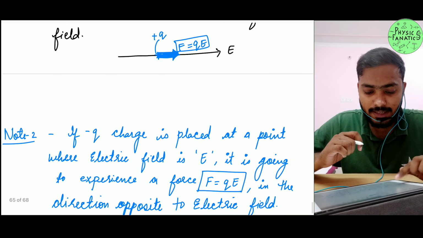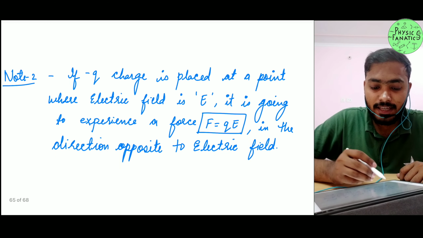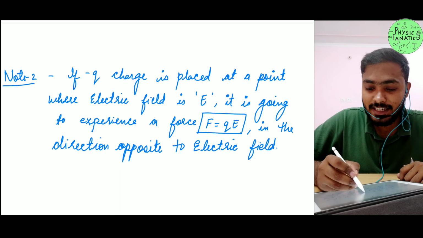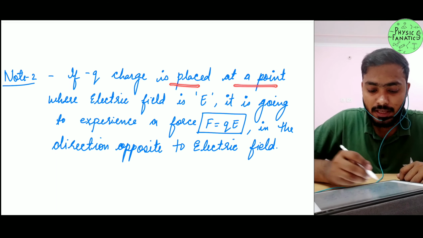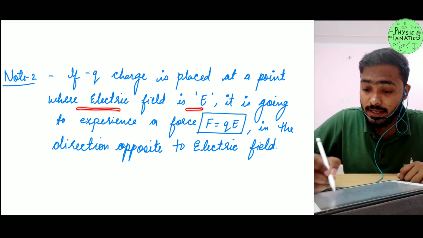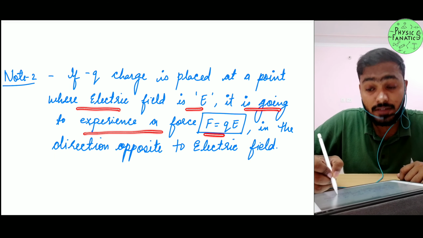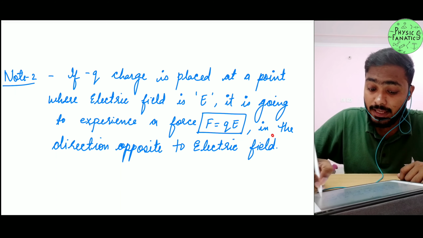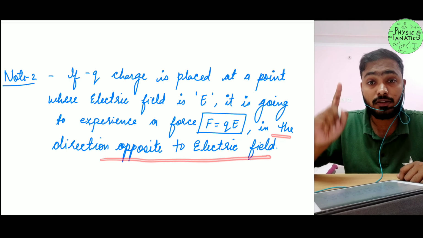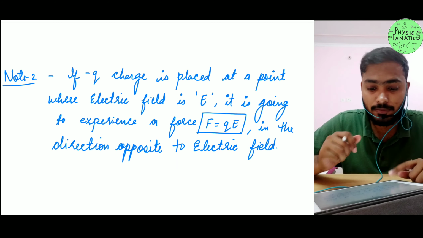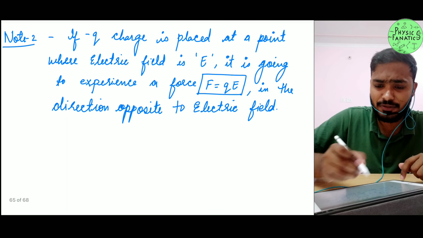Okay, let's go to the second note. The second note says, if minus q charge is placed at a point where the electric field is E, it is again going to experience a force F equals qE, but in the direction opposite to the electric field. The only difference is this time the direction will be opposite. So let's draw that too.